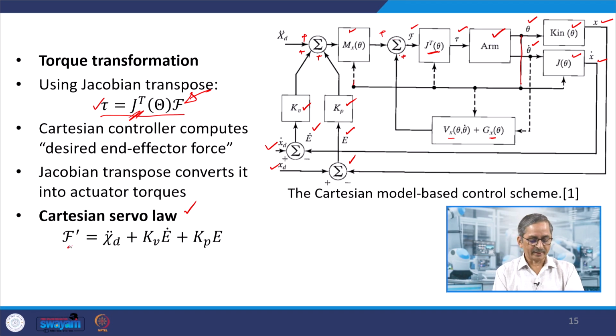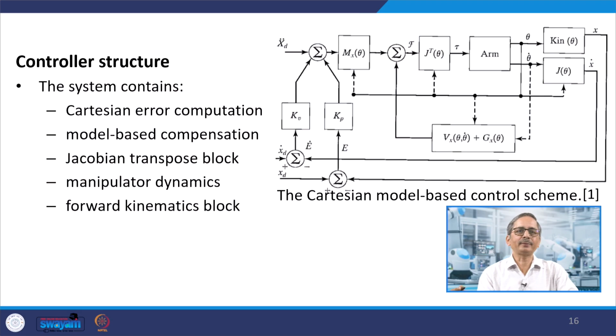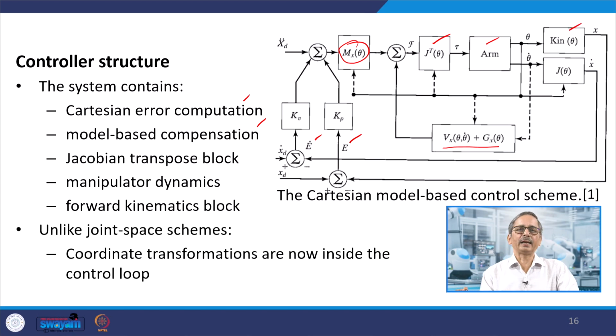That is the F dash. So, if we look at the controller structure, the system contains what? Cartesian error computation, that is error in position and error in velocity, and model based compensation, basically this part, and these parts are from the model. Then you have the Jacobian transpose block, this one, the manipulator dynamics that comes here in the arm, and we have the forward kinematic block, which is this one. So, unlike joint space schemes, the coordinate transformations are now inside the control loop.